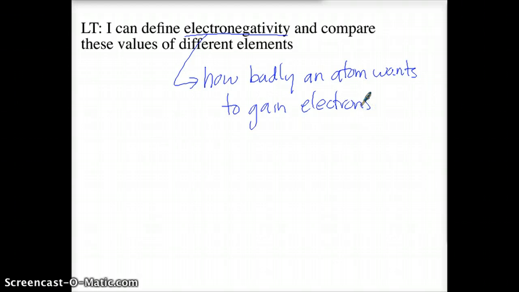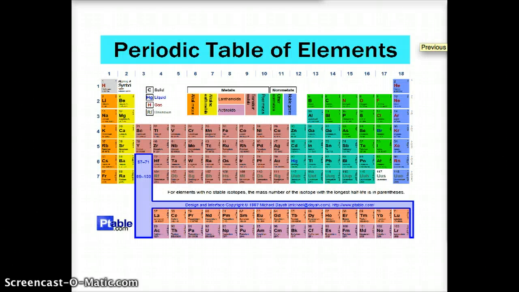So atoms that really want to gain electrons have high electronegativities, and atoms that do not want electrons at all have very low electronegativities. So that's the definition. What we need to know how to do next is compare different electronegativities of elements on the periodic table. So, what's the trend for electronegativity?